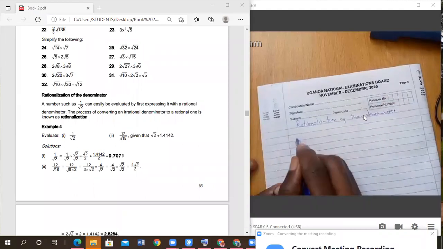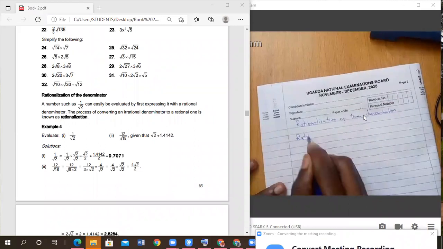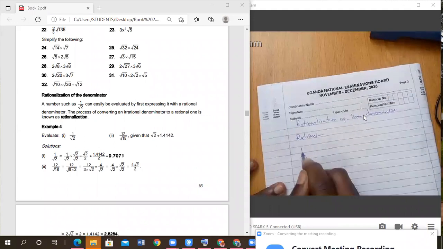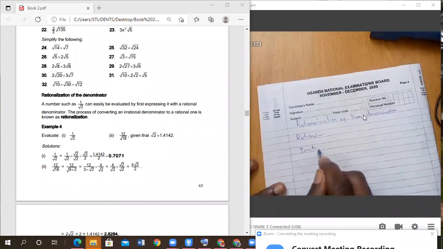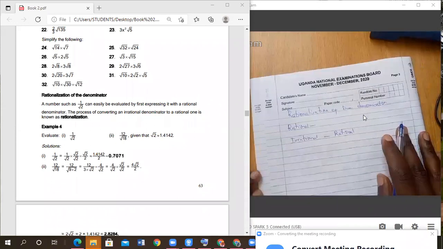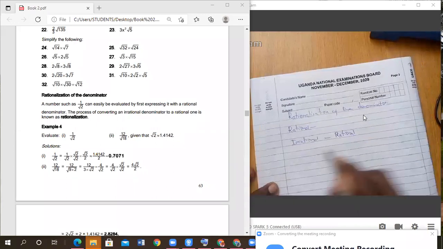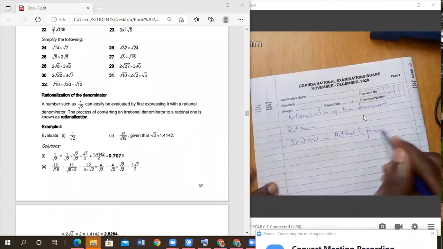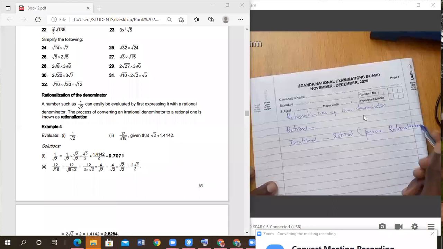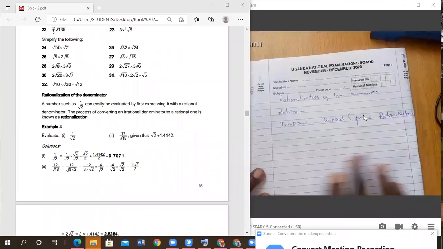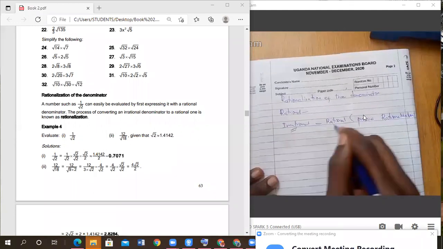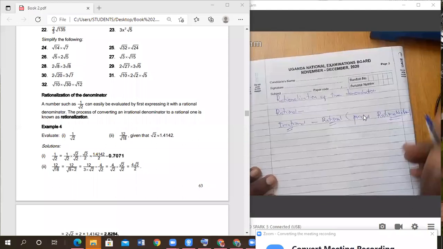So when we talk of rational, we remember we said a surd is irrational. So we want to change it from irrational to rational. And that process is called what? Members, that process is called what? Rationalization. Yes. So the process of changing an irrational number to a rational number is called rationalization.